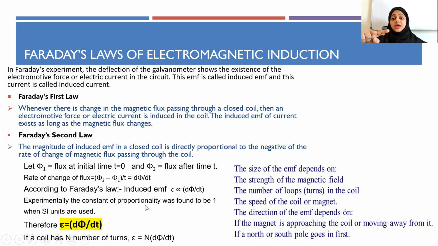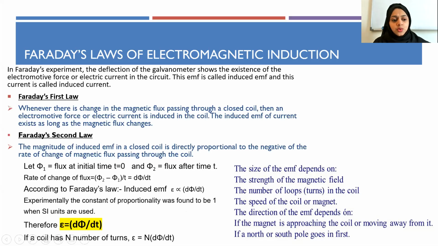Now we saw this case for a single coil. Suppose there are more coils. If there are n coils, what is the equation? EMF is equal to n d phi by dt. Is that clear?